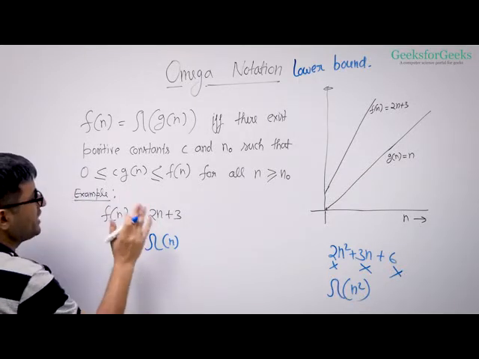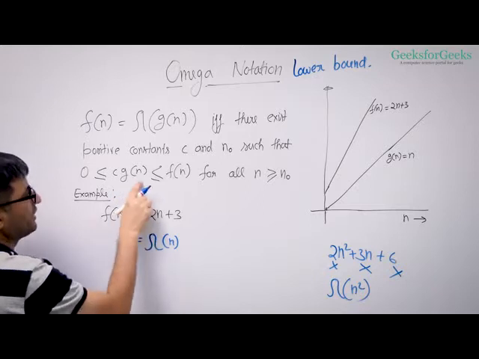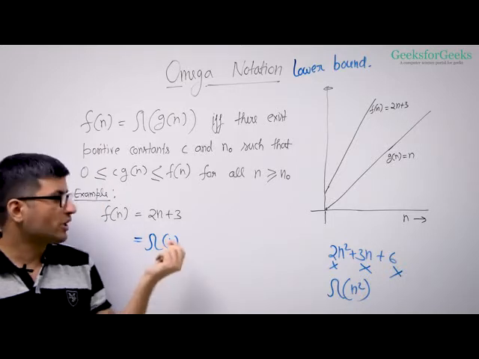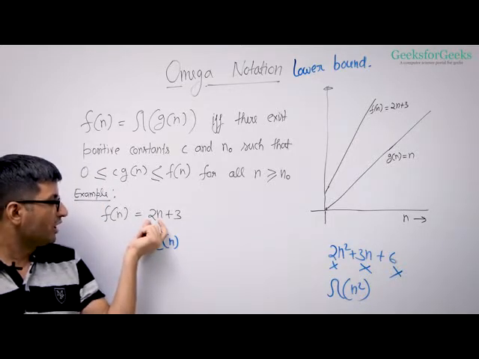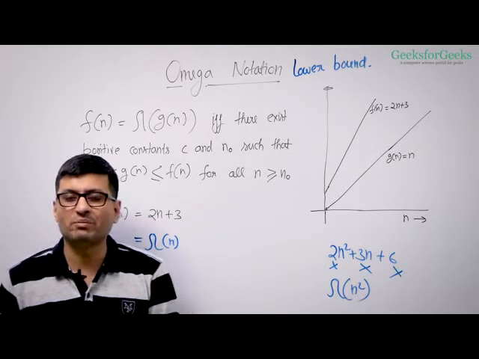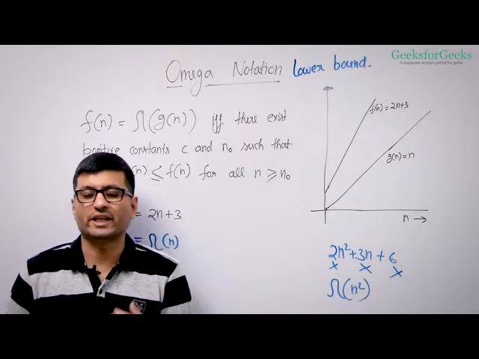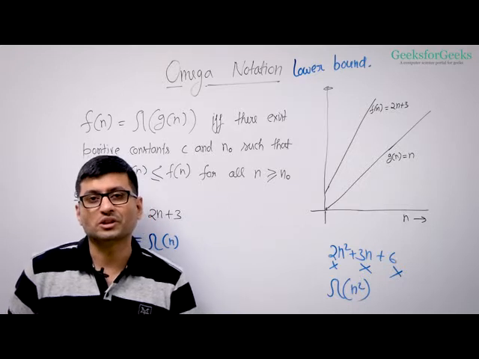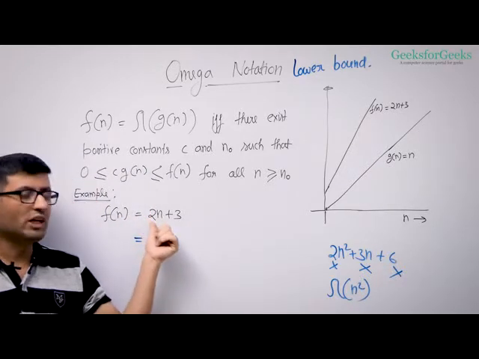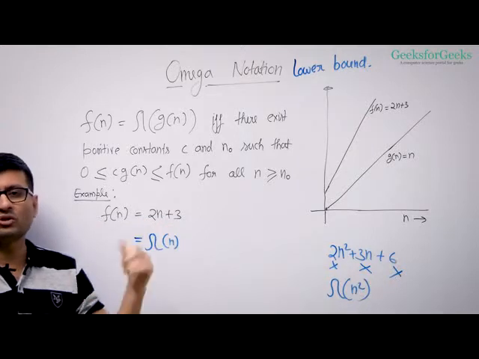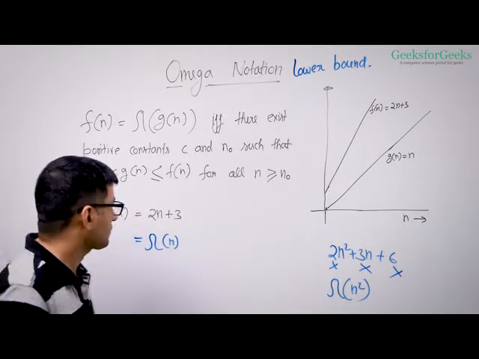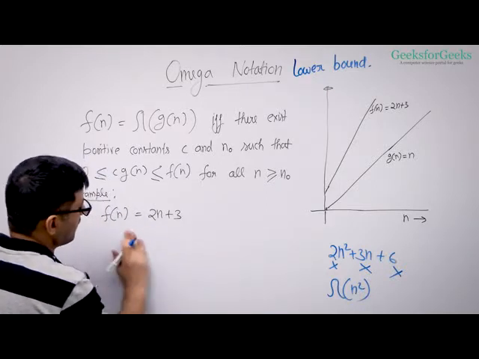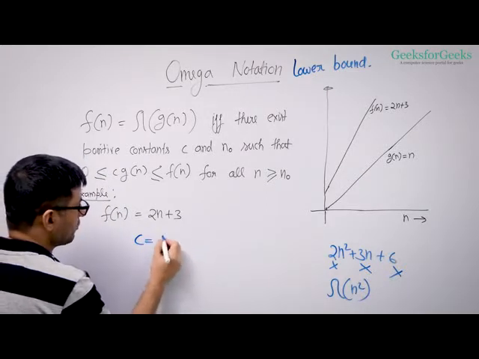We need to find c and n naught such that c of g(n) is always smaller than f(n). In big O notation, we were taking the constant of the leading term and incrementing it by 1 and using that as c. In big omega notation, we are going to do the opposite. We are going to take the value which is just smaller than this 2. Right? So 1 is something that we'll take. So I'll take 1 here. Right? And I'll say c is 1.